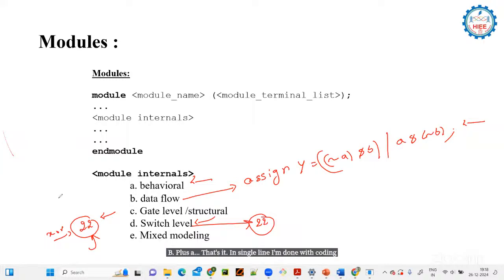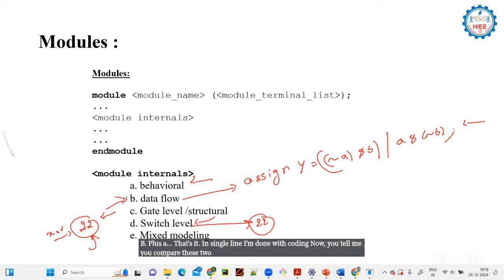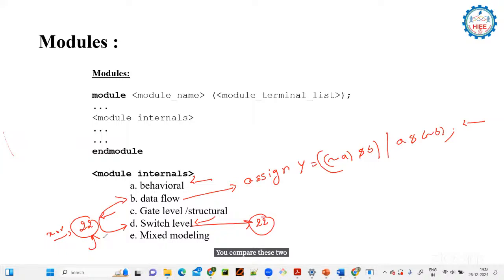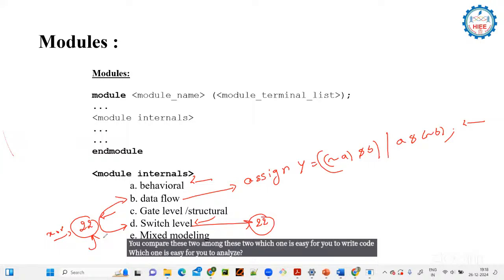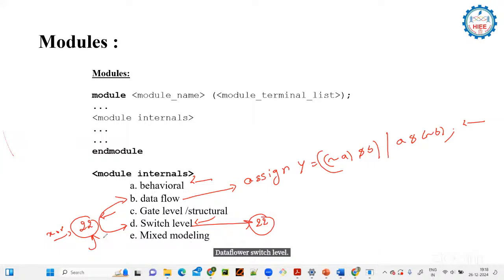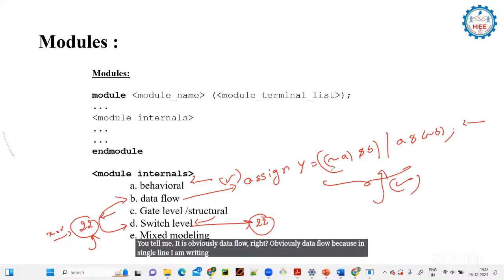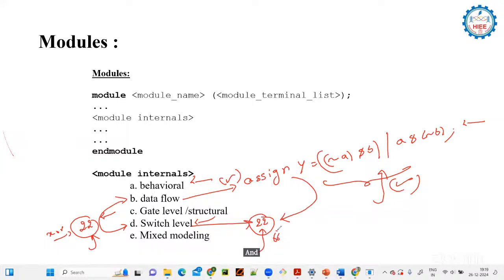Now, you compare these two things, this data flow style of modeling and switch level modeling. Among these two, which one is easy for you to write code? Or which one is easy for you to analyze? Data flow or switch level? As per you, you tell me. It is obviously data flow, right? Because in a single line I am writing my code, I am done. But if I want to go to switch level, I have to write 22 lines of code, not just that, and 66 parameters I have to control.